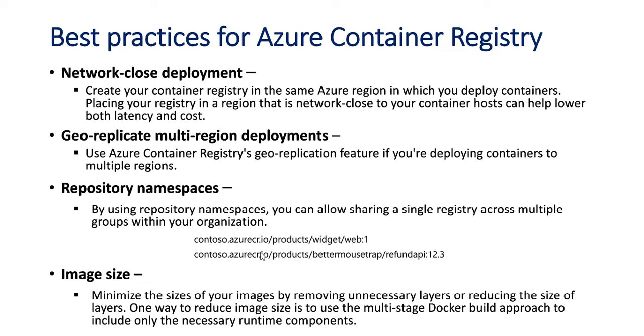Next, we have image size. Minimize the size of your image by removing unnecessary layers or reducing the size of layers. One way to reduce image size is to use the multi-stage Docker build approach to include only the necessary runtime components. So it's a very important thing. You have to write a multi-stage Dockerfile if you want to reduce the size of your image. If you reduce the size of your image, your container will run very fast.